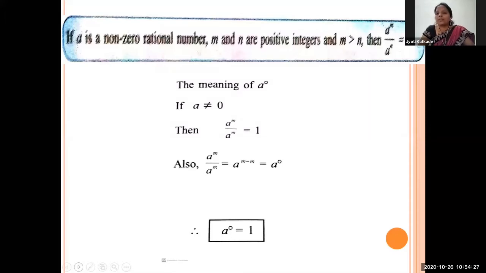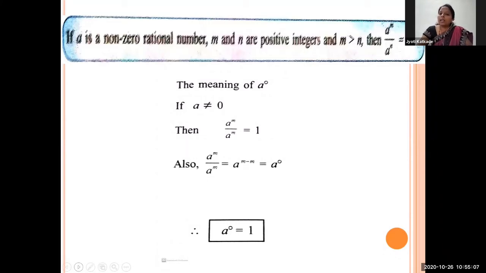First step, a raised to m divided by a raised to m is equal to 1. And according to the division rule, a raised to m minus m is equal to a raised to 0. Means a raised to 0 is equal to 1. It's always a raised to 0 is equal to 1. A means any number. 2 raised to 0 is also 1. 5 raised to 0 is also 1. If you take 100 raised to 0, this value is also 1.